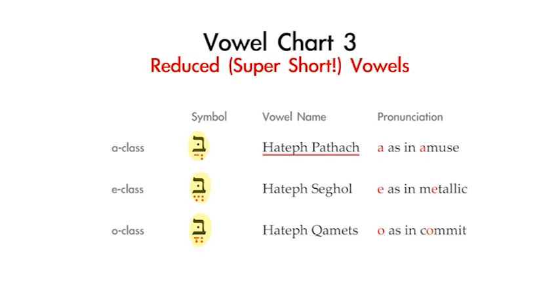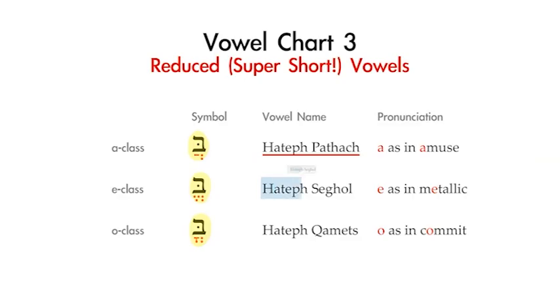The hatef patach is the reduced A class vowel, and it appears as a horizontal stroke on the left with two vertical dots on the right. In fact, you'll observe that in each of the reduced vowels, there are two vertical dots on the right of each vowel symbol from the short vowel class. The hatef patach is pronounced like the A in amuse, a very short vowel.